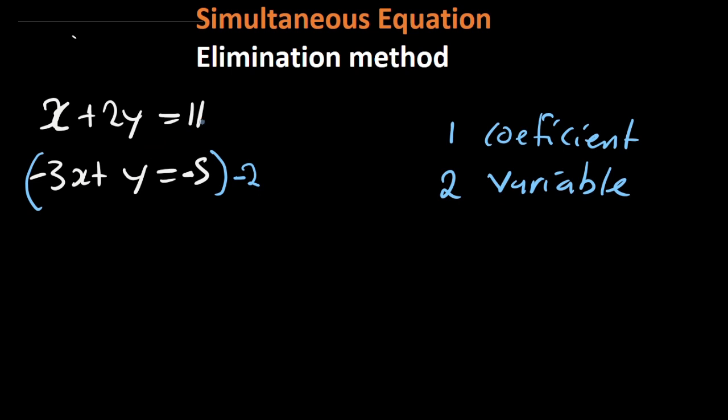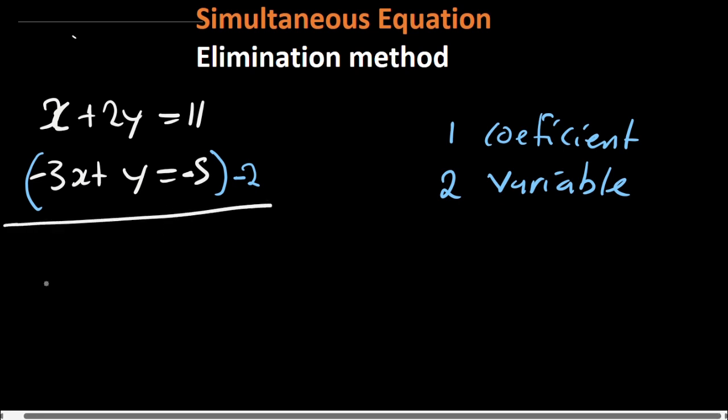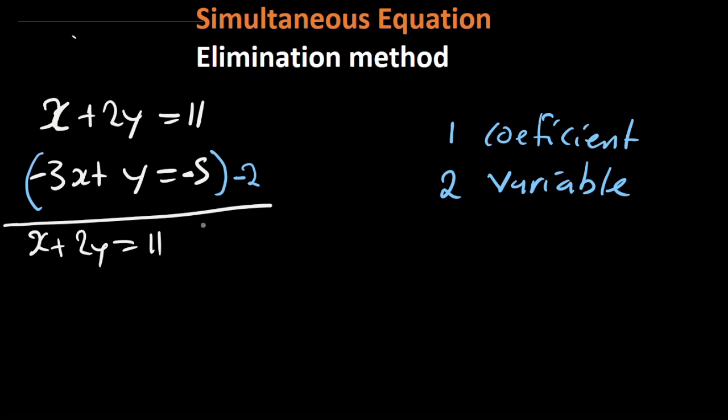So once we do that, you have to multiply everything in this bottom equation by negative 2. So let's do that. After we multiply, let me get the first equation as it is. We'll get x plus 2y equals 11. And then the second equation, we have decided to multiply it by negative 2. So when you multiply everything by negative 2, what do we get? The second equation, you can see that it will change.